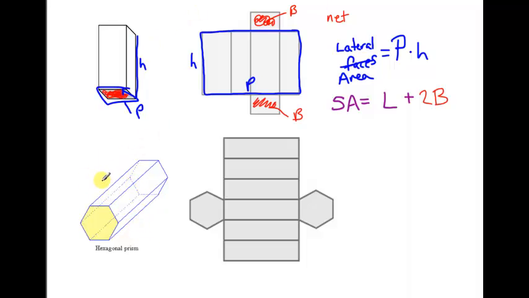Let's see how it works with this net. This length right here from one base over to the other would be the height of our prism, and it would be represented right here along this edge.